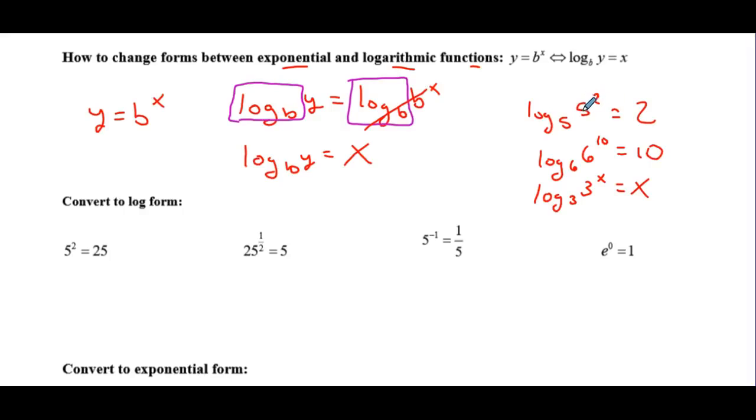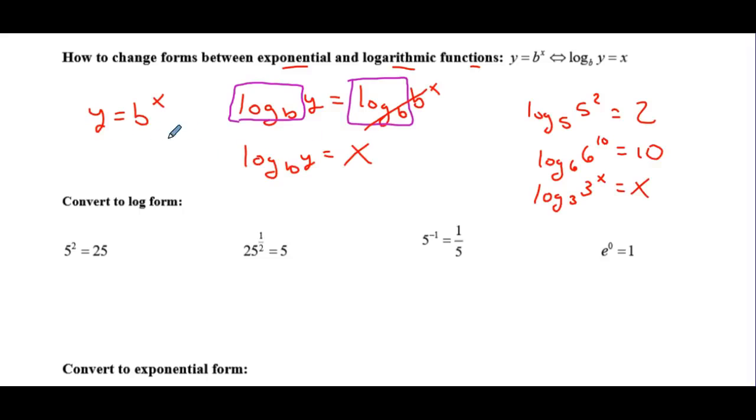So that's a powerful property that you have to be able to understand. And what happens here is, if you notice, I had a base b with an exponent of x equal to a y. Now the y is in the x position and the x is in the y position.